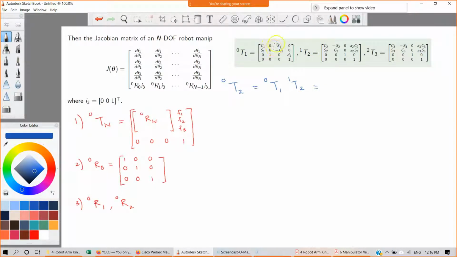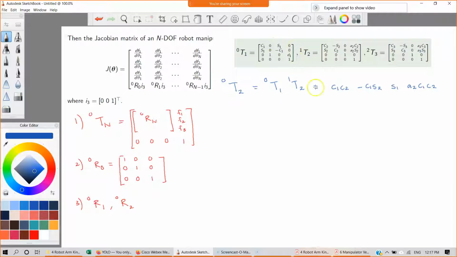Do I need to multiply? It will take some time, right? Okay, let's do it anyway. Don't complain. So the first row is C1, C2, 0, 0, 0, right? And let's do this one: minus C1, S2, and the third column is S1. How about this one? A2, C1, C2, plus A1, C1.